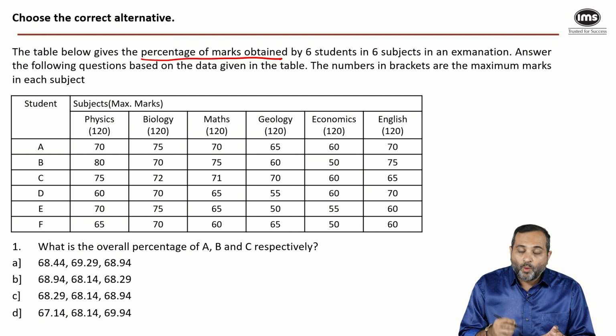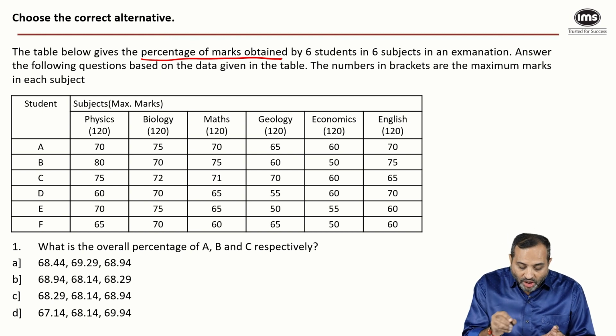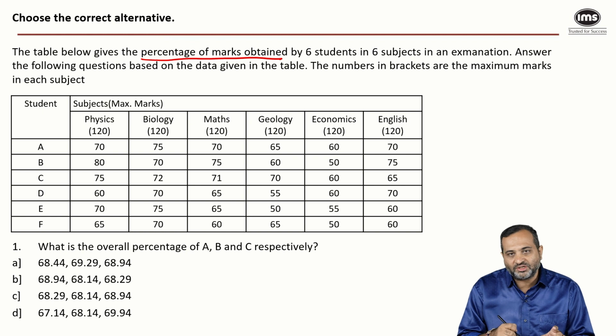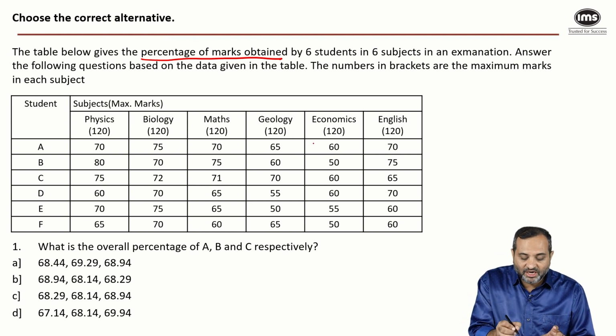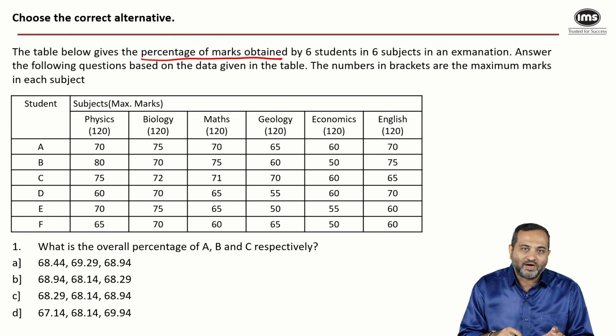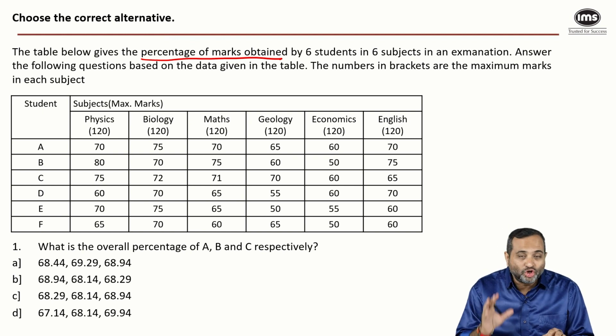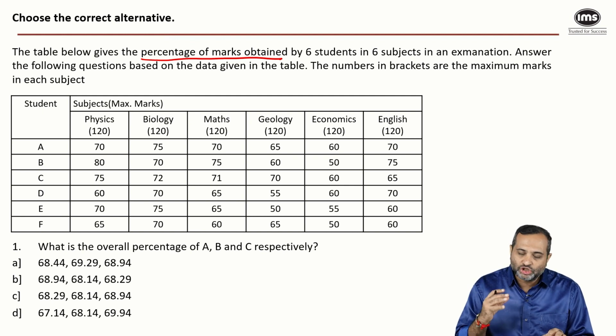So as I said, one thing to be kept in mind is all this data is given in terms of percentage. The other important thing is each subject is out of 120 marks. So that total marks also remains the same for each subject. That is a good part for us. This shows that I might have to do minimum calculation in each question. So let's look at the first question.